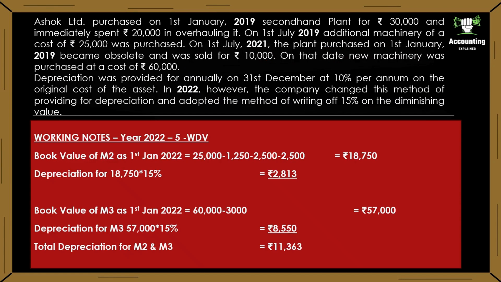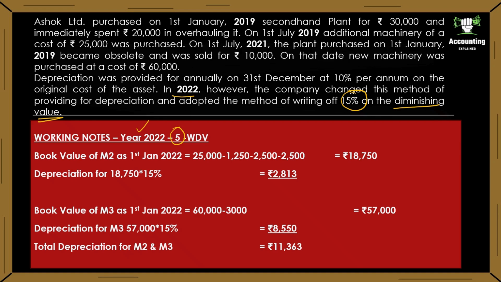We are going to do the working note for the year 2022. That will be working note number 5. In 2022, one interesting thing has happened. The company has changed the method of depreciation to the diminishing balance, that is the WDV method, and the rate has also changed from 10% to 15%. Now, before proceeding further, we need the book value of M2 and M3. Those are the existing machinery with us, right? So, we need to find out the book value of M2 and M3.